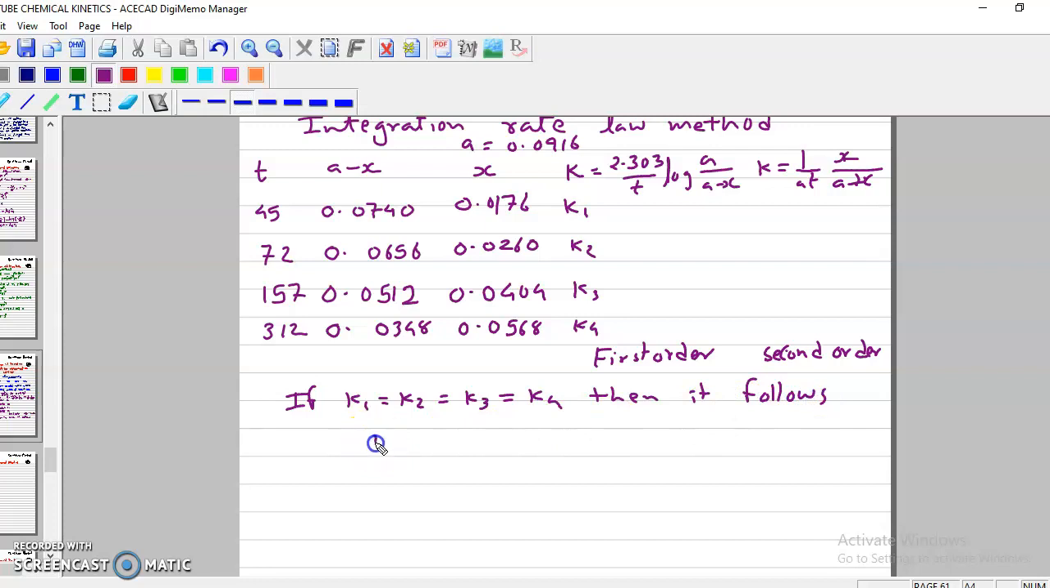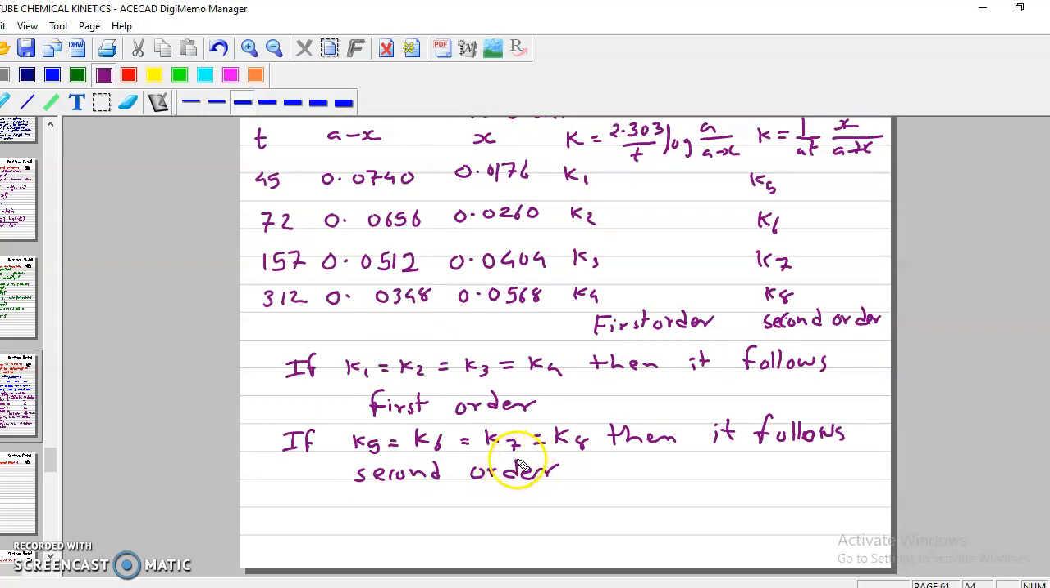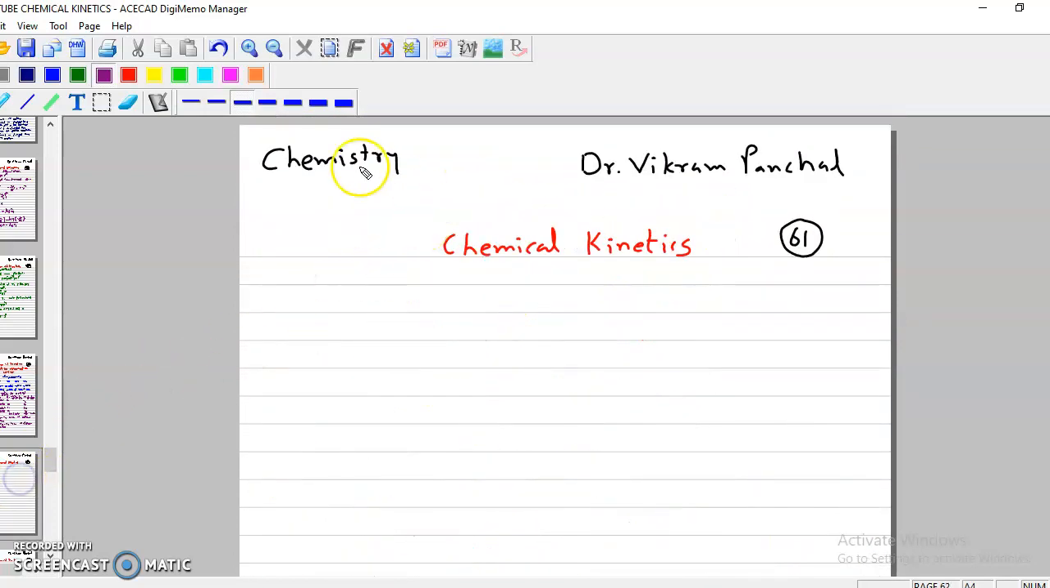If not, then try for this one. So we can write k5, k6, k7, k8. So if k5 is equal to k6 is equal to k7 is equal to k8, then it follows second order. Or we can try for third order also. Okay, so this way we can find out the order of reaction using integration rate law method. Okay, so this is an example related to this one.